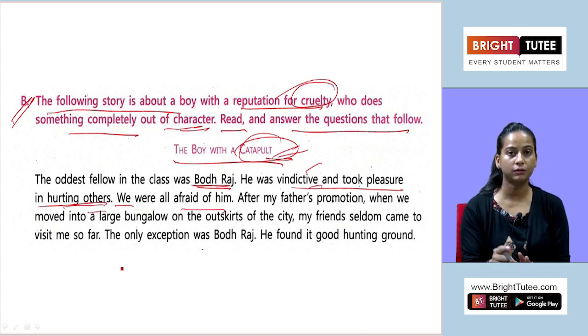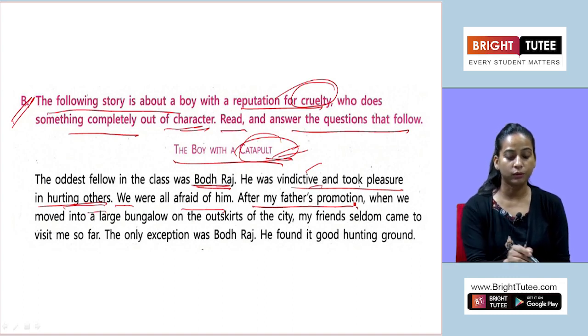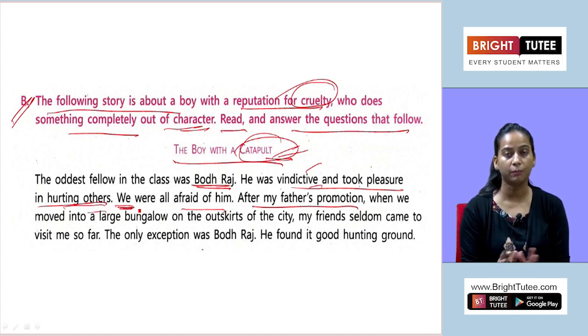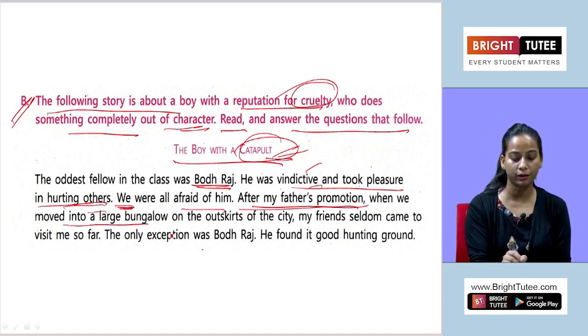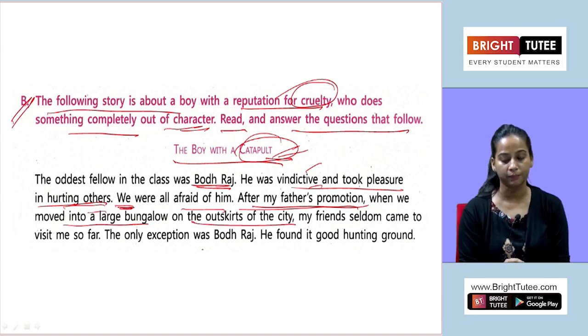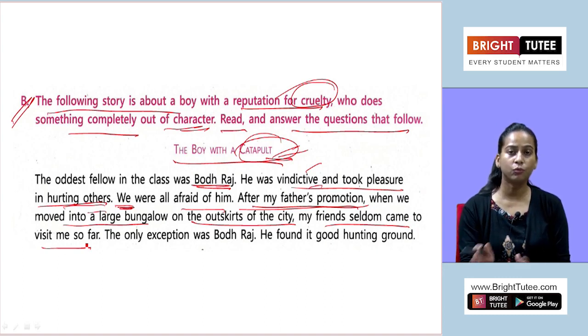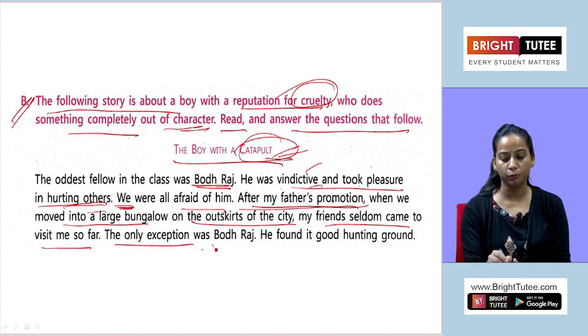So here also it is written in the first person, as we. The narrator is telling the story about an incident related to his life. After my father's promotion, when we moved into a large bungalow on the outskirts of the city, my friends seldom came to visit me. So he is telling how, when they shifted to the outskirts of the city, the school friends used to come to visit him. The only exception was Bodhraj.